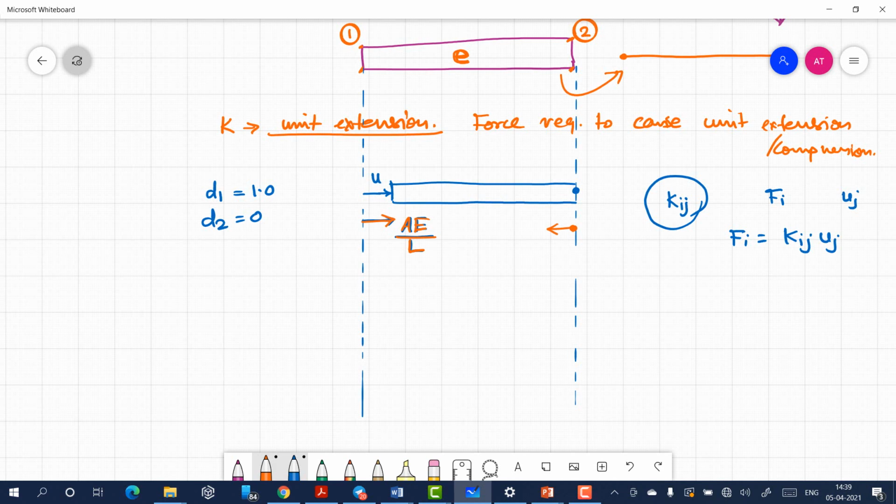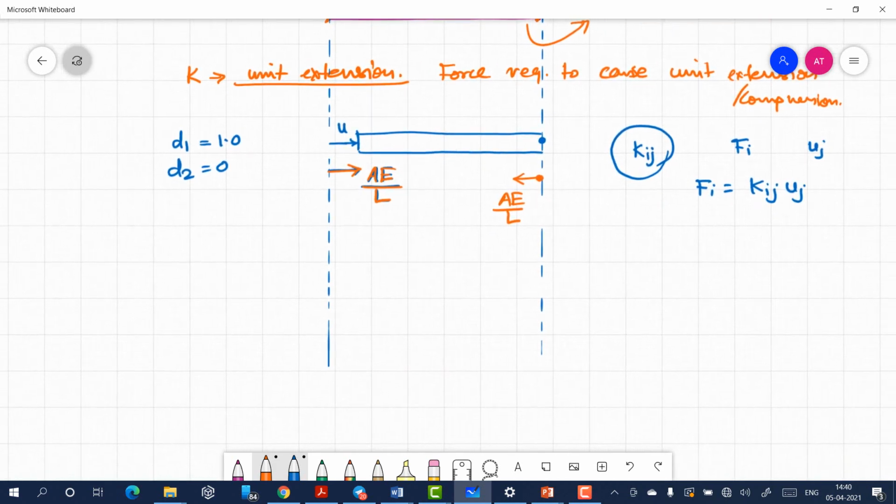And what will be the amount of that? The amount of that will also be AE by L, because the displacement is unity and the elastic modulus or the stiffness of the bar will remain unchanged. Okay, so now we have established this, and we have to tell what the stiffness value is. So this force is coming because of the displacement offered at node number 1, and the force is also coming at node number 1. So that is K, the force at node number 1 because of the displacement at node number 1. So that is K11.